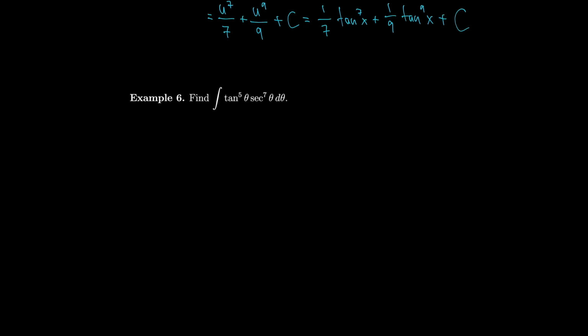Let's try that again. This time we have an odd power of tangent, so we'll pull out one of those tangents, and that way we'll have a secant tangent for our du term. So we do our integral, and this time in terms of theta, so it's a little bit of extra writing for me, but somehow I'll survive. So I pull out a tangent, and I end up with tangent to the 4th.